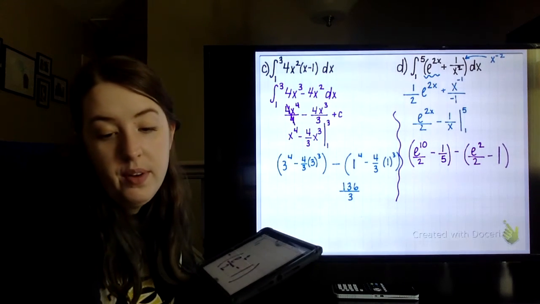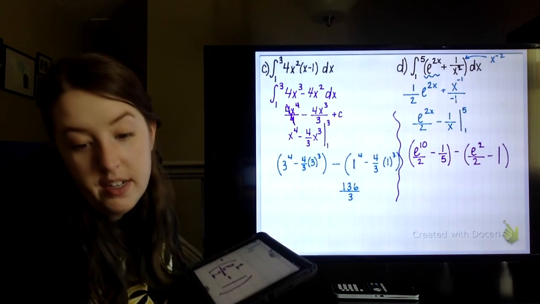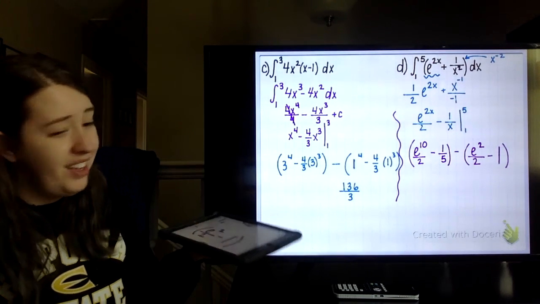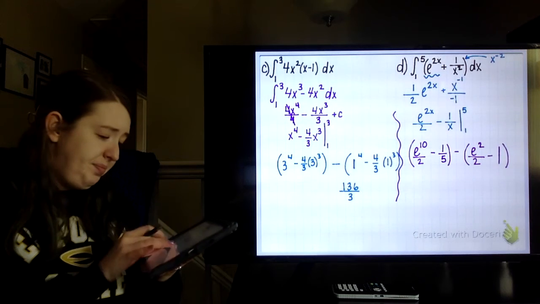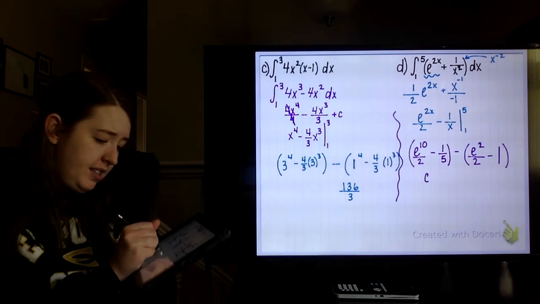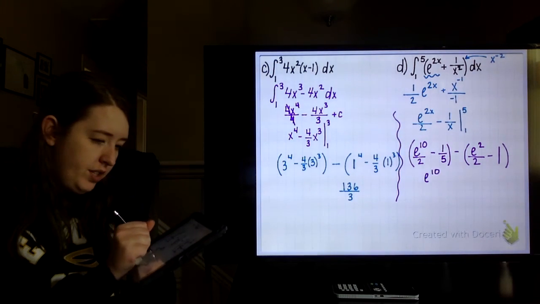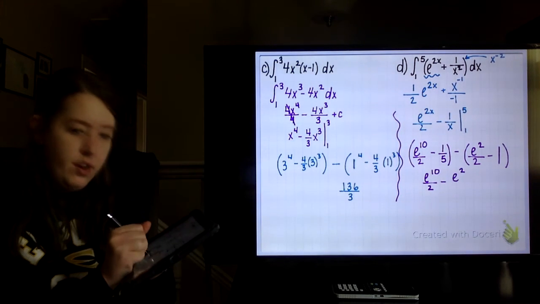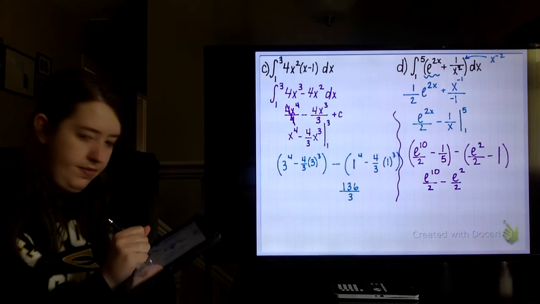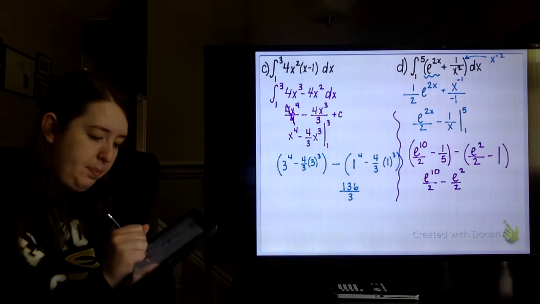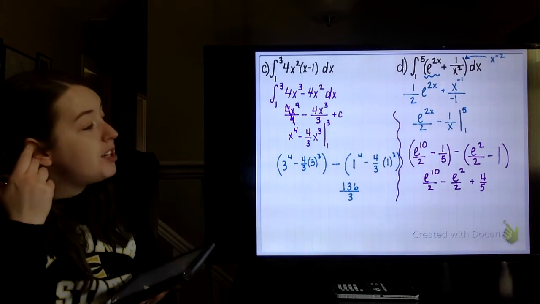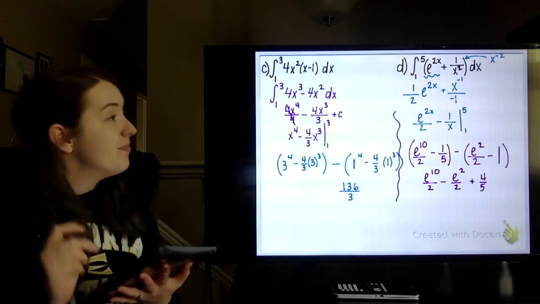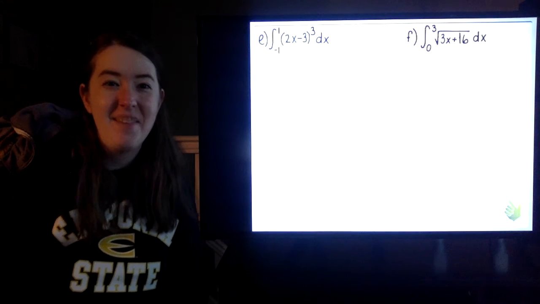And if we want to go through and simplify that more, or if you put it into your calculator, or we can just leave it like that. I think I would just rather leave it like that. You could also have it as e to the 10th over 2 minus e squared over 2 plus 4/5. That's an option as well. Okay, let's keep on going.